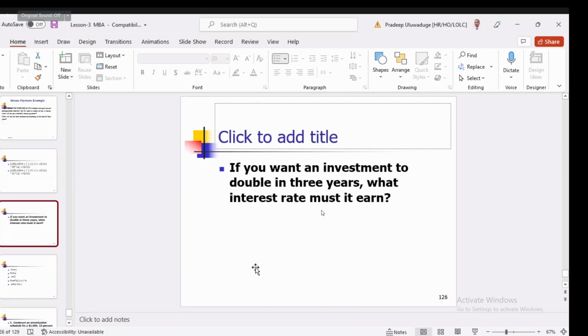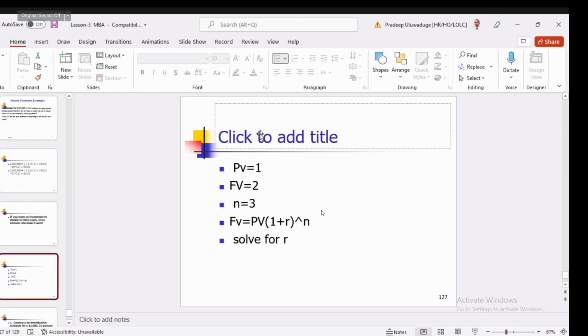Yes, if you want an investment to double in 3 years, what is the interest rate it must earn? Present value is 1, future value is 2, and the number of years is equal to 3, right? So you can solve for R.